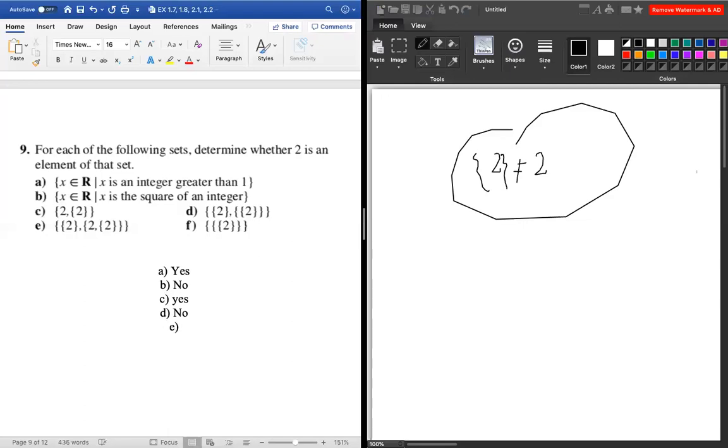Part E is one set, and inside it there are 2 sets. Inside the other set there is another set, so 2 and another set of 2. Therefore, this 2 is not an element of this set, so E equates to no.